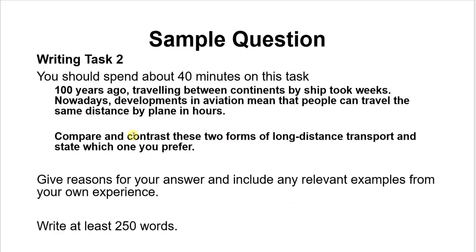Let's look at an example of a task 2 question. This is an example. So this is how it looks like. We have writing task 2. You should spend about 40 minutes on this task. This is the question. 100 years ago, traveling between continents by ship took weeks. Nowadays, developments in aviation mean that people can travel the same distance by plane in hours. Compare and contrast these two forms of long distance transport and state which one you prefer. So this is what you are supposed to do. Compare and contrast these two forms of long distance transport.